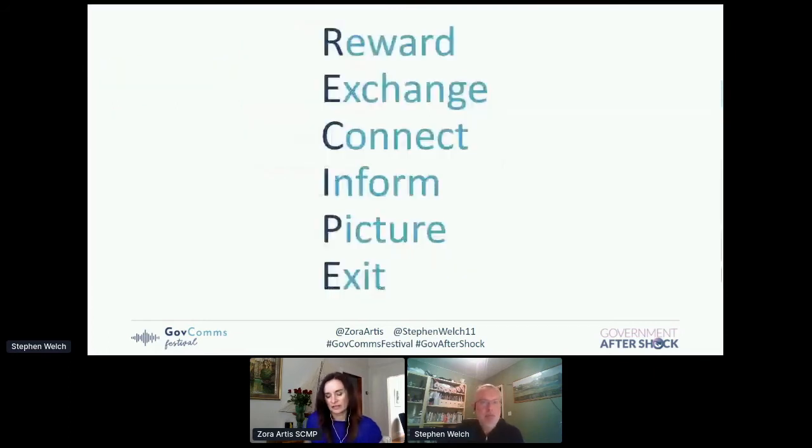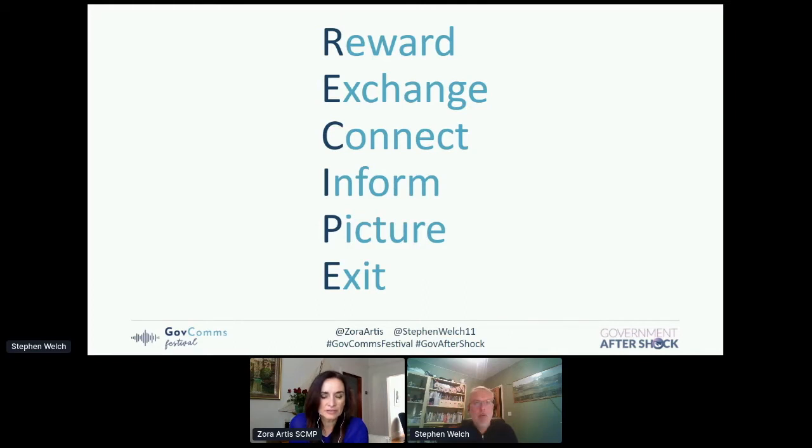Thanks for that, Stephen. So you'll see we have a mnemonic up on the screen. Recipe, as Stephen called it, and it's the 6 styles of influence. The first is reward, second is exchange, connect, and those 3 in particular are very much what I would call relational styles of influence, and we'll go through each one in detail for you. The next one is the one that's very commonly used in business and with people that you might not know really well, and that's the informed style. And it's one that we tend to fall back on often.